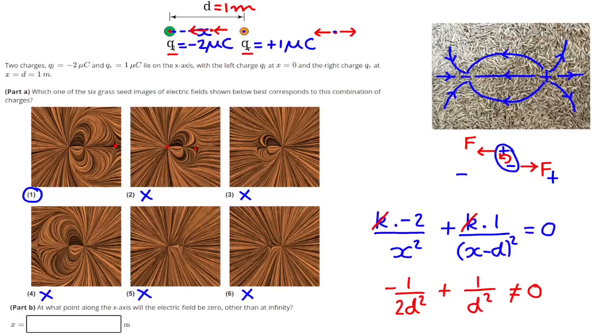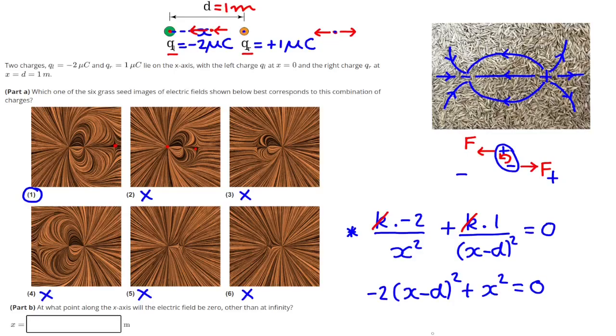Now in part B, at what point along the x-axis will the electric field be 0, other than infinity? Well, that result is obtained by solving this equation. So what we'll do is get rid of this. So we have minus 2 times x minus d squared plus x squared is equal to 0.